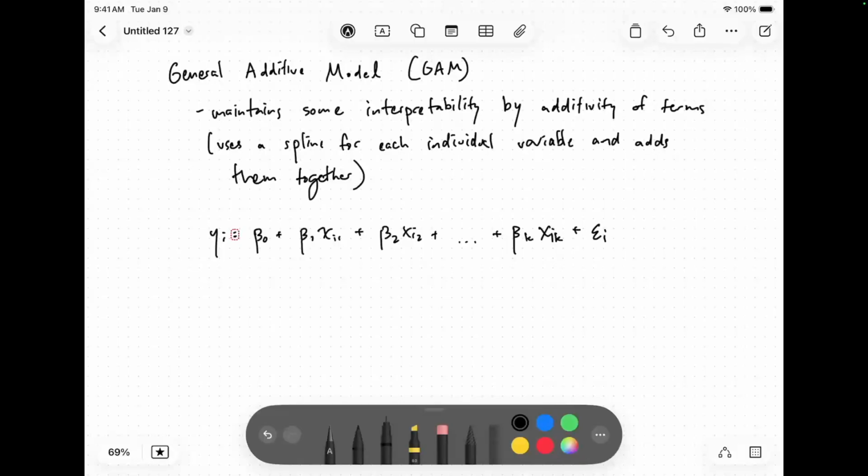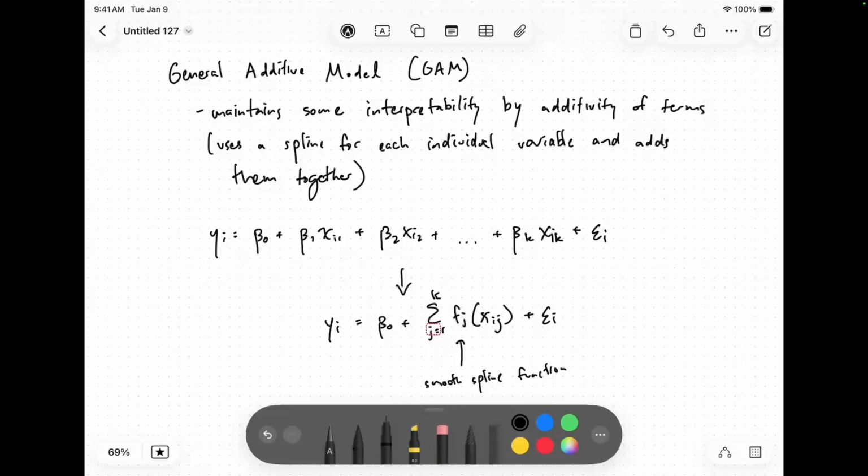Okay, so this is our regular linear equation. And in a GAM, we do something like this, where this is our smooth spline function.